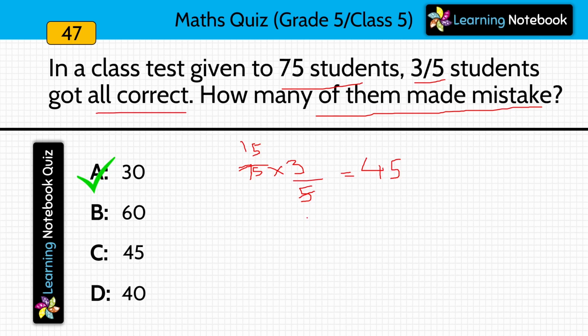Now we can easily find this by subtracting 45 from 75. 75 is total number of students and 45 is the number of students which got all correct. So 75 minus 45 is 30. So this is how we will calculate this question.